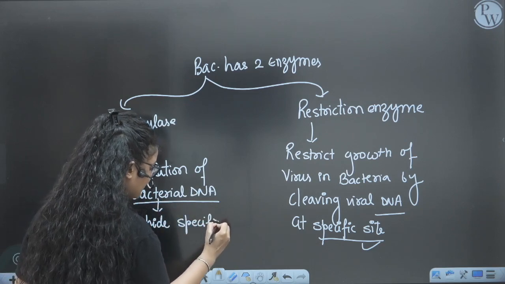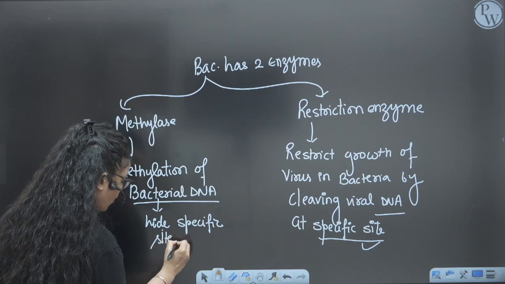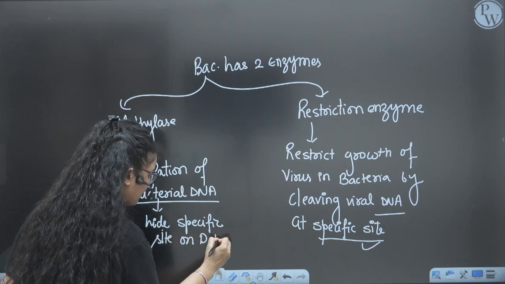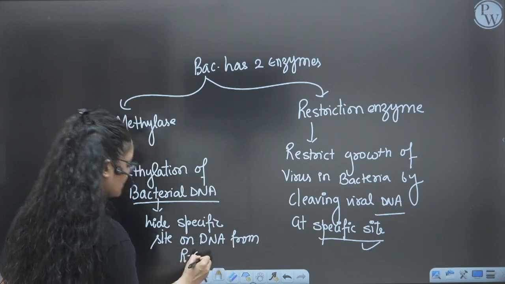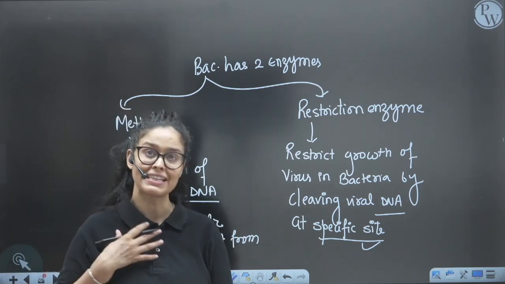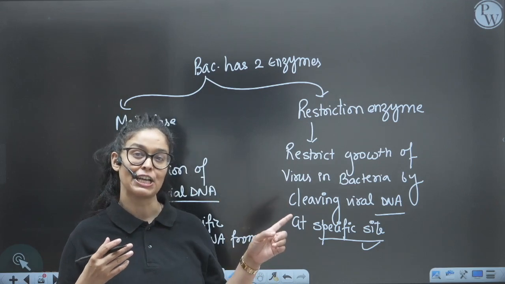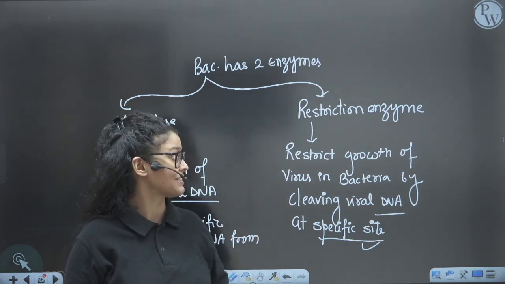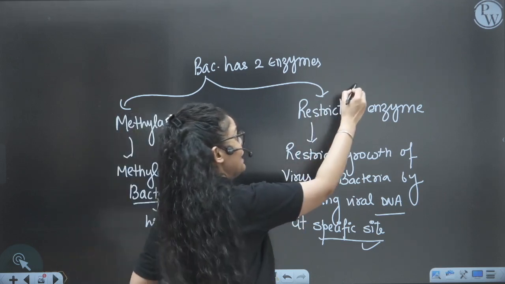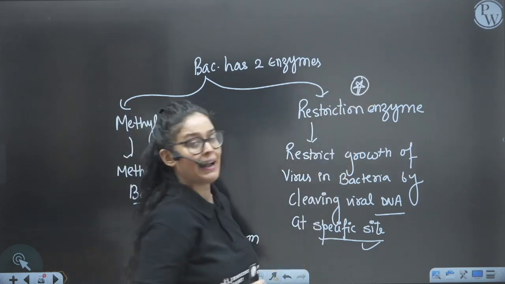It will hide the specific site on bacterial DNA from the restriction enzyme. So this is how bacteria beautifully prevent the cutting of their own DNA, while cutting the DNA of the virus only. And this is the defense mechanism, and the discovery of the restriction enzyme was the turning point for biotechnology.